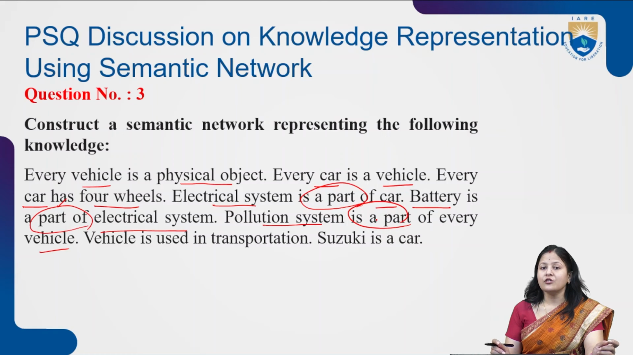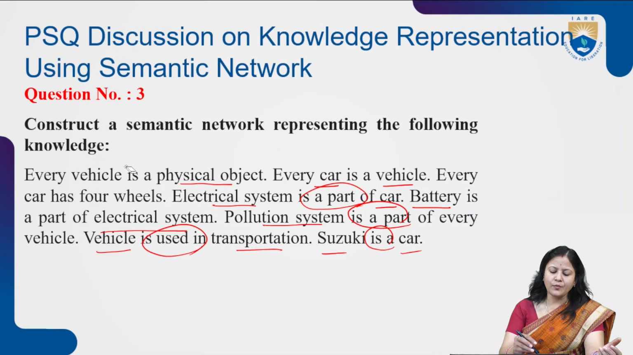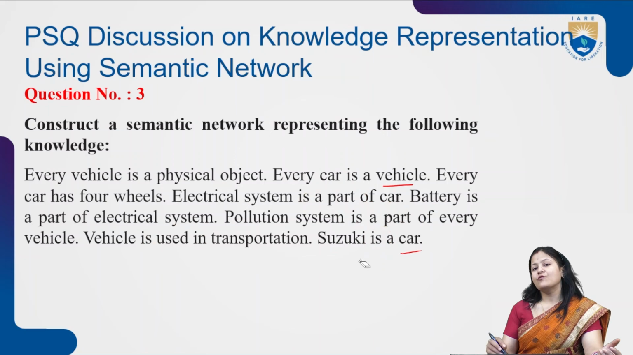Vehicle is used in transportation. So vehicle is a class, transportation is a class, used in, it is the property. Suzuki is a class. Means Suzuki is an instance of the car or is an example of the car. So is a is the relation, Suzuki is a class and car is a class. Now let me represent all these things in the form of semantic network.